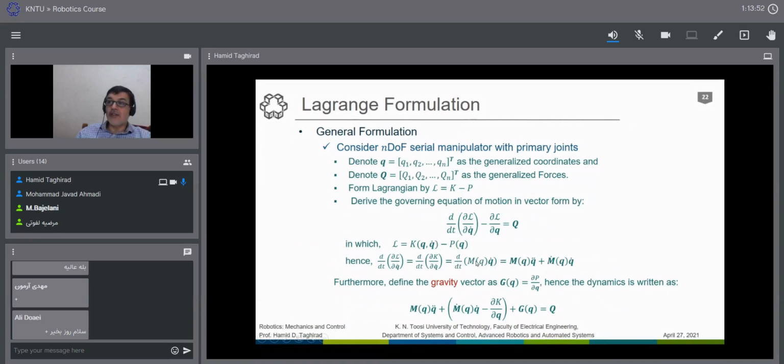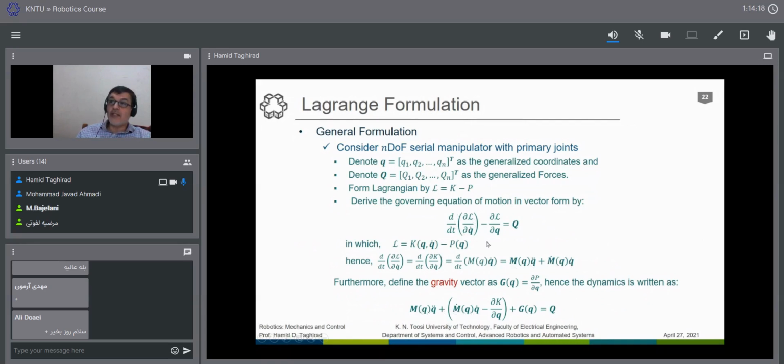The first gives you M(q) q double dot, the mass matrix times the second derivative of the q's, plus also M dot times q dot. We have two terms coming out from this part. We consider these two terms in here.